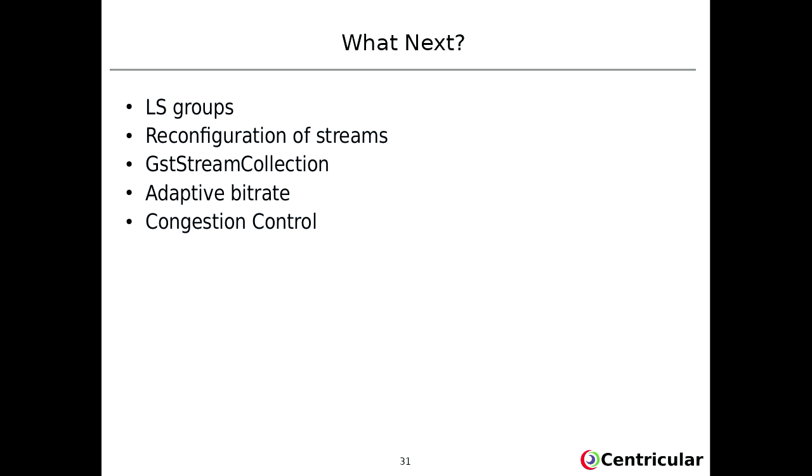The big one is reconfiguration, so enabling, for example, video codec changes at runtime, as well as adding and removing streams from a session, as well as congestion control. That's currently not a supported feature of WebRTC bin, as in reducing the amount of bandwidth that is produced or the bit rate of the encoder, etc.